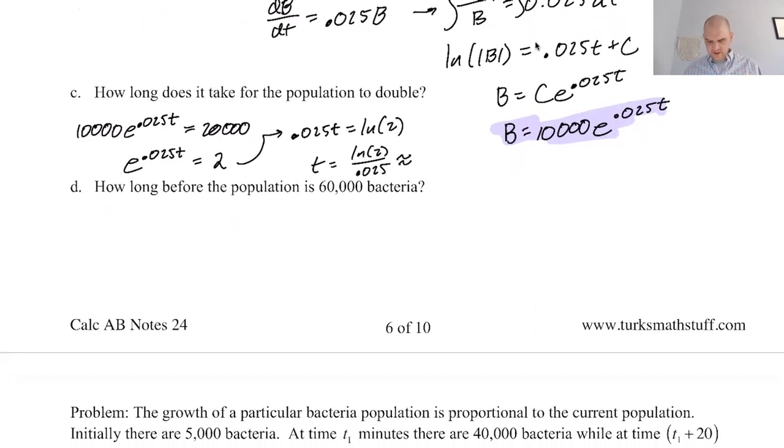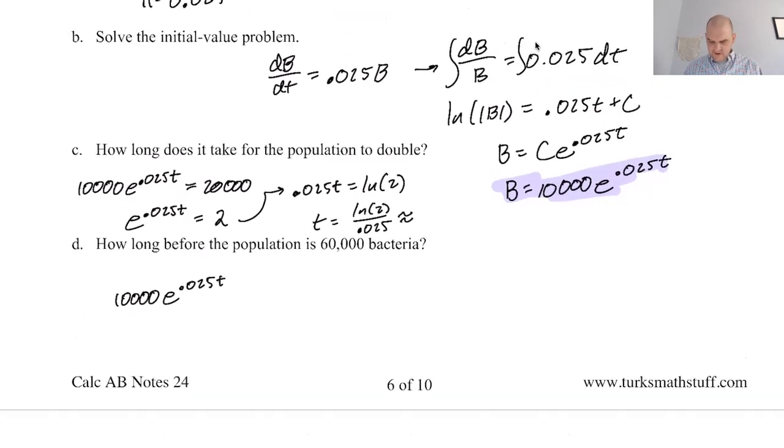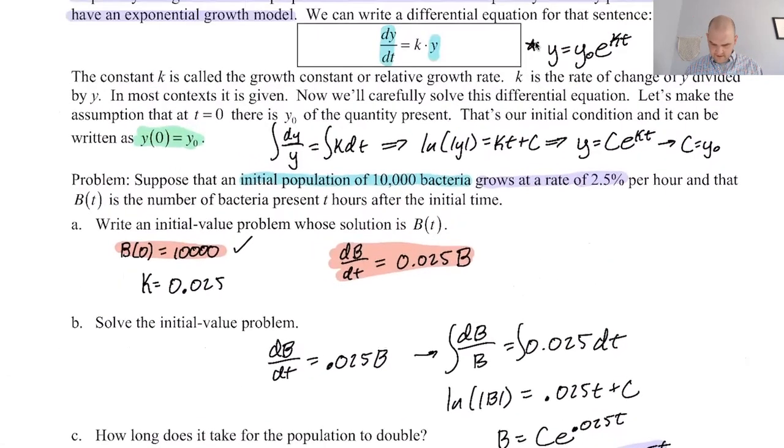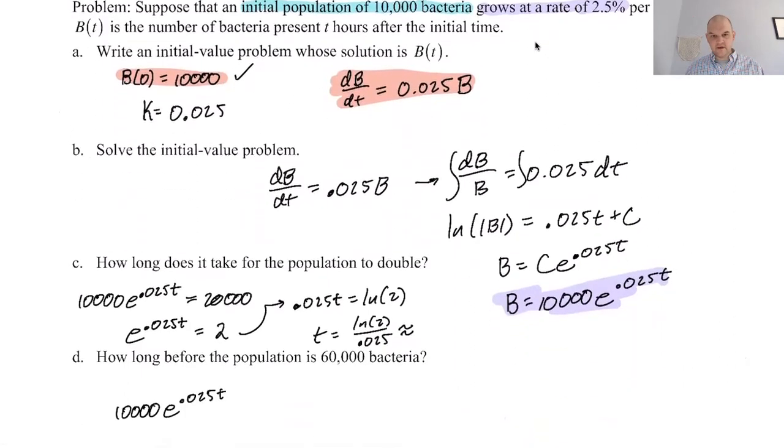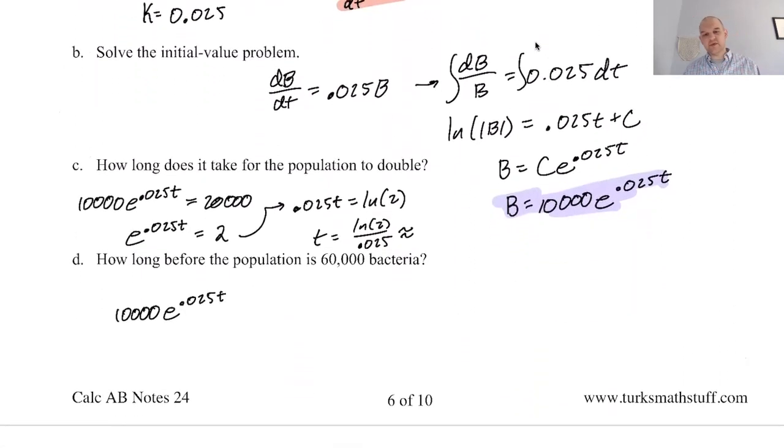How long before the population reaches 60,000? This is almost the exact same problem. So you get 10,000 e to the 0.025t. I feel like I keep saying 10,000. Is that right? Yeah, 10,000. It just seems like a lot, but also in the context of bacteria, maybe not a lot. I don't really know what a reasonable number of bacteria is. Okay, so divide.